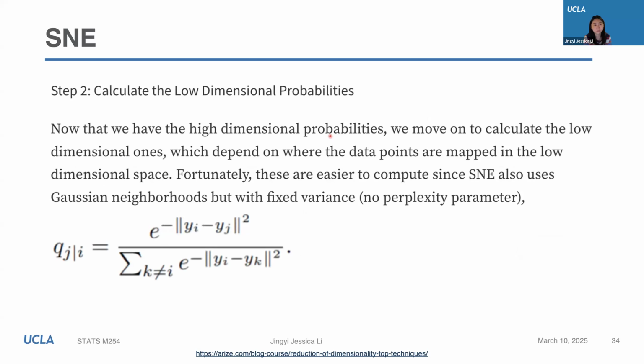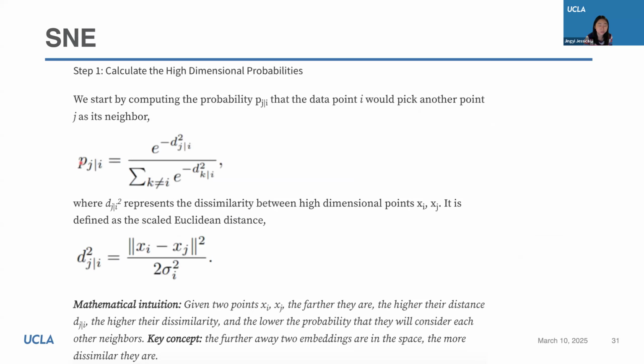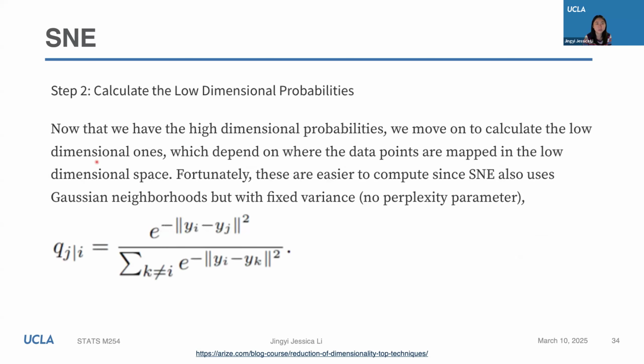Okay, then back to the theme, SNE. Suppose that you already calculated the high-dimensional pj given i without doing the dimension reduction yet. The second step is to calculate the low-dimensional probabilities. So here you want to define low-dimensional probabilities using the low-dimensional embeddings. So yi is the embedding for xi. yi is two-dimensional. Following the same logic of using the Gaussian density, we define the low-dimensional probability of i picking j as its neighbor based on this.